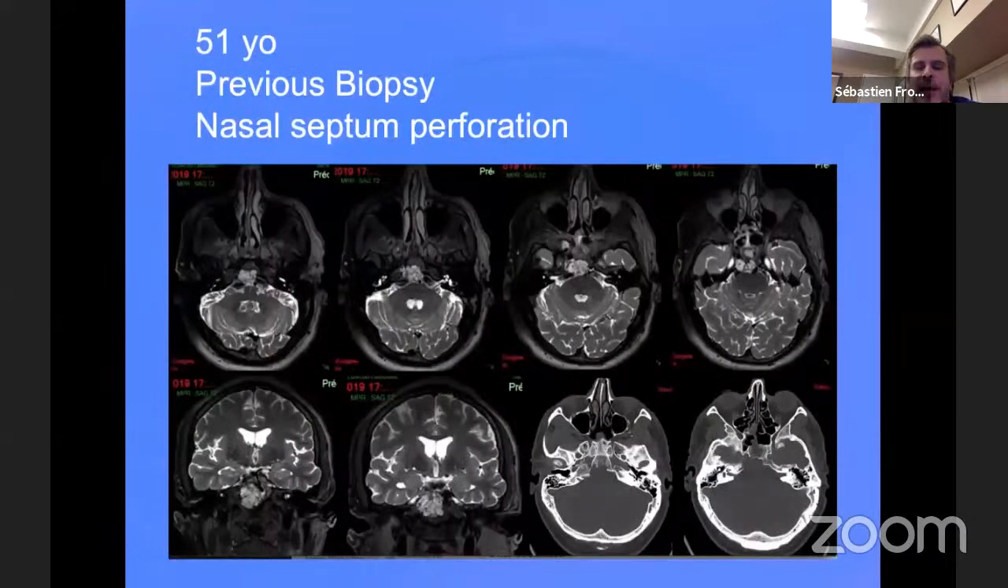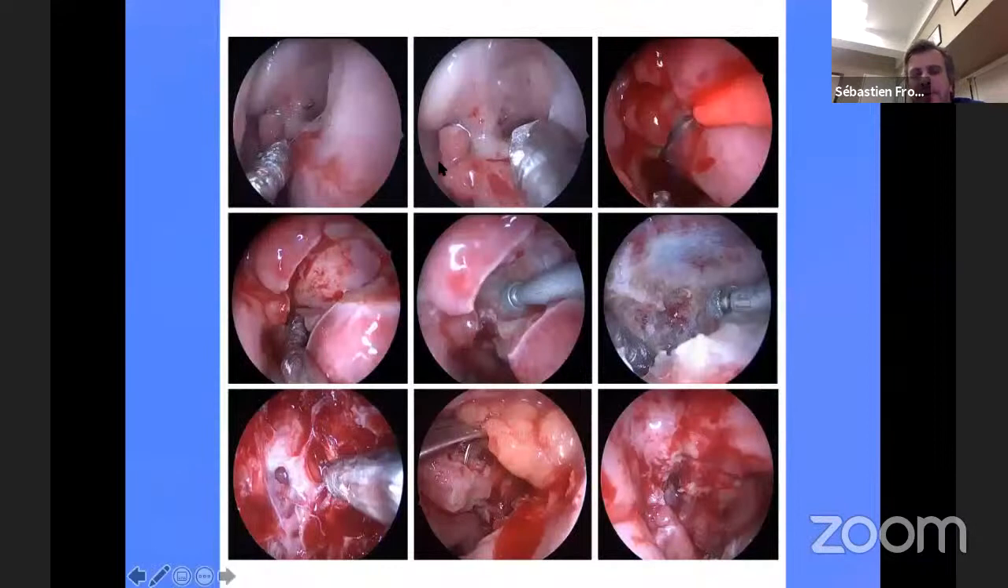I show you a few cases. I have several cases. I will not show all of them. This was a patient with a chordoma, with a little intradural extension, not so much. And you see that this chordoma, in fact, is a little bit below the sphenoid sinus. It's not a big tumor. It was some of our first cases.